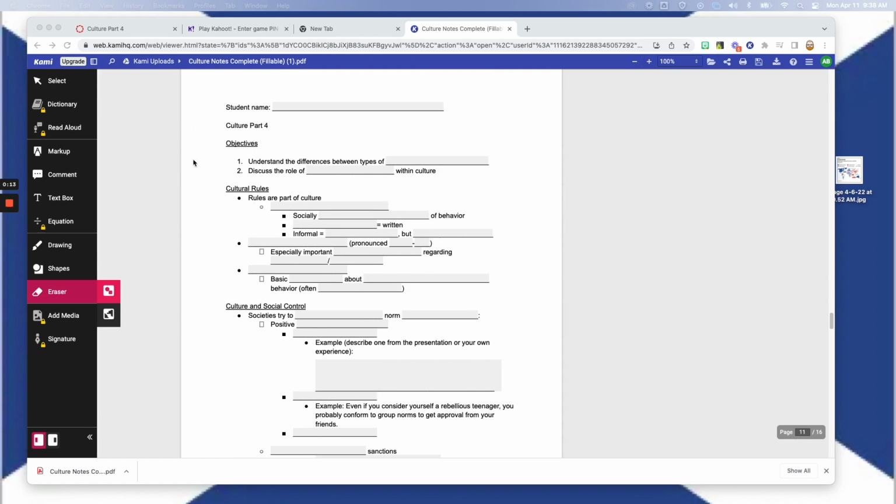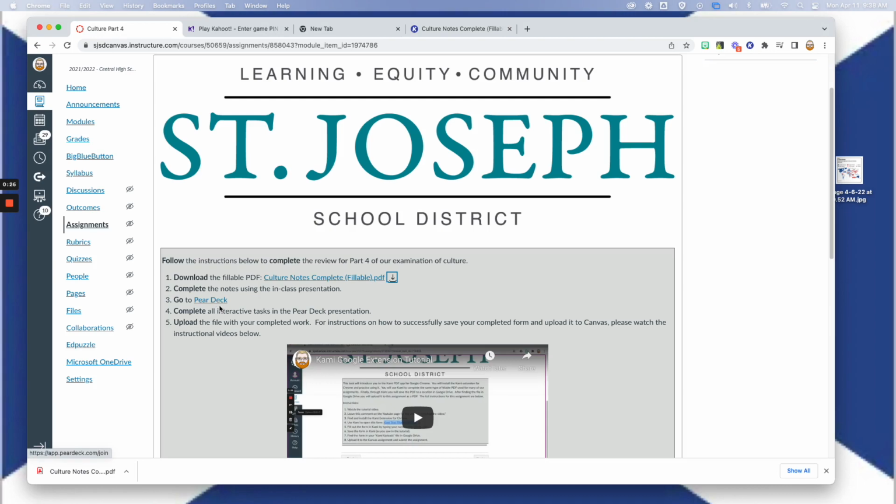down here in Culture Part 4. You can either find that just by scrolling down, or you can do a Control F and type in cultural rules, which would jump you to the right page. The other thing you need to do is click on the link to go to Pear Deck.